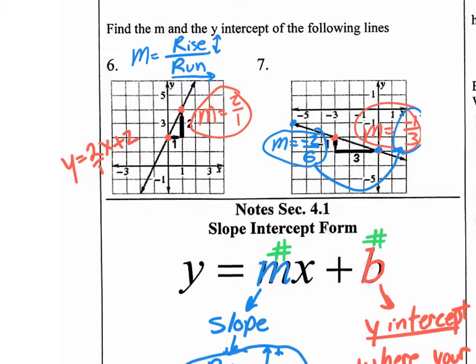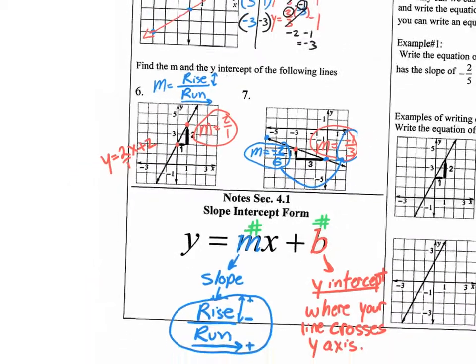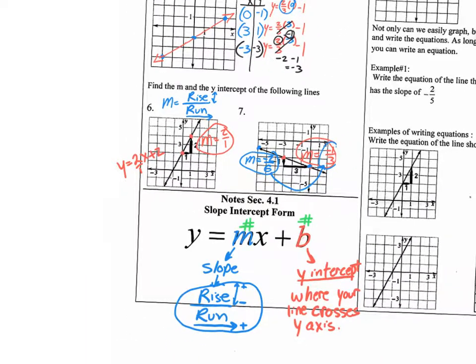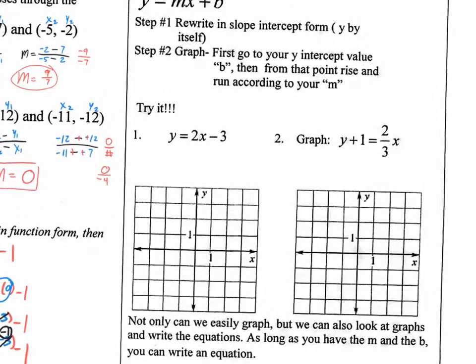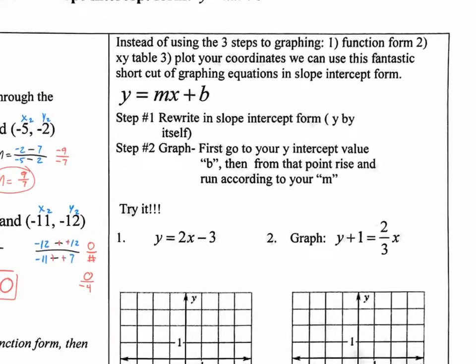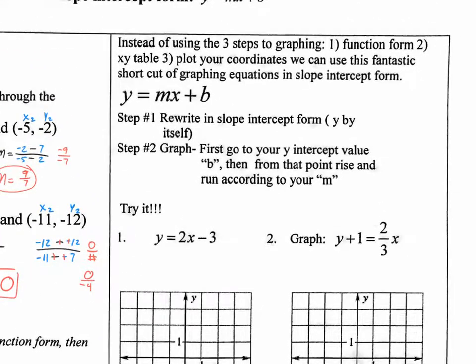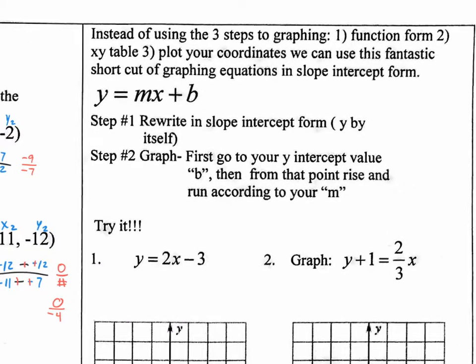Plus 2, because the b value is the y-intercept value. It crosses at 2. And like I said, this is the most important form, even more important than standard form, more important than function form, because it tells you more than just having y by itself. It tells you the slope, and it tells you the y-intercept just by looking at it. So just by looking at an equation, you're going to be able to graph it if you're familiar with slope-intercept form without having to do any math.